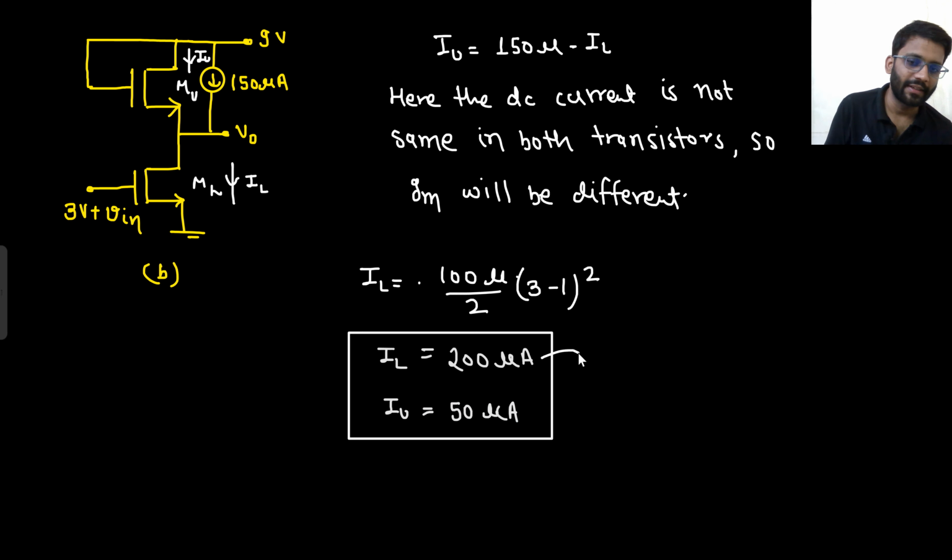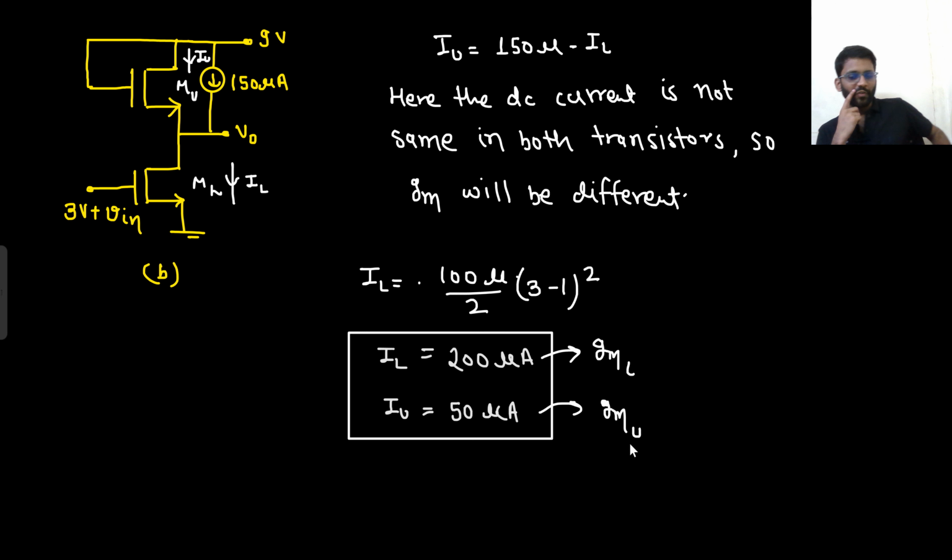So if I am saying that GM corresponding to this is GMU, and GM corresponding to this is GML, GM lower, and GM corresponding to this is GMU. So what will be the relation between GML and GMU? What will be the relation? How can you determine it?